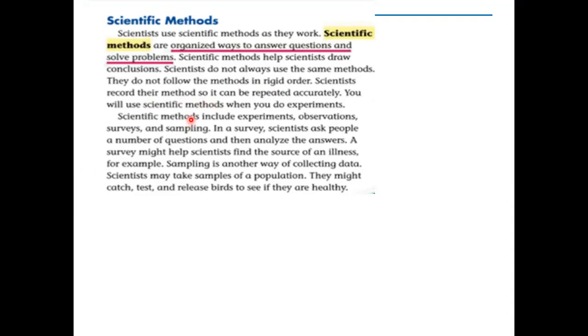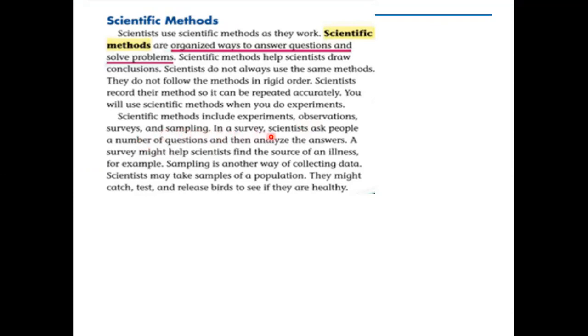Now, you will use the scientific method when you do an experiment. When you do any experiment, you have to use a scientific method. Now, the scientific method includes experiments. Like what do you have to do? Experiments, observation, you use your 5 senses, surveys, and sampling.